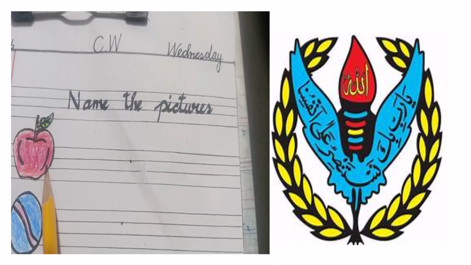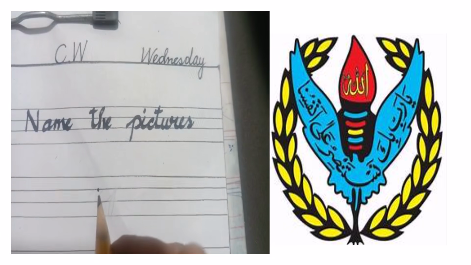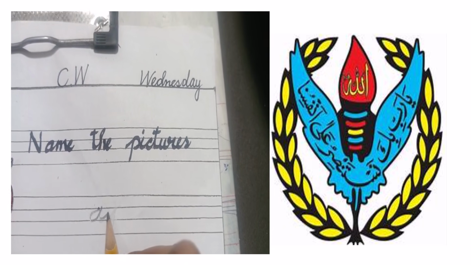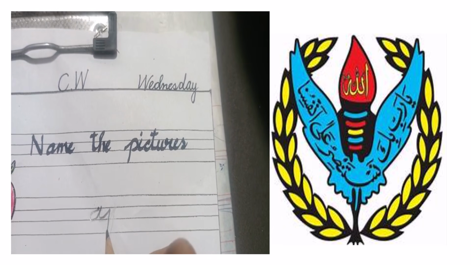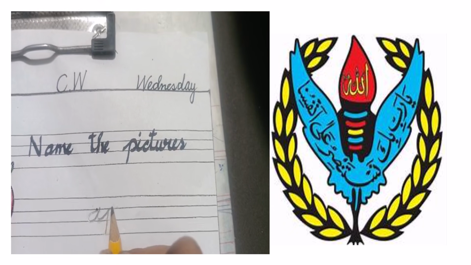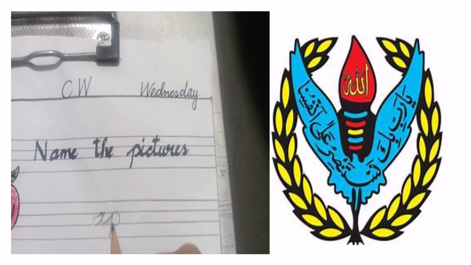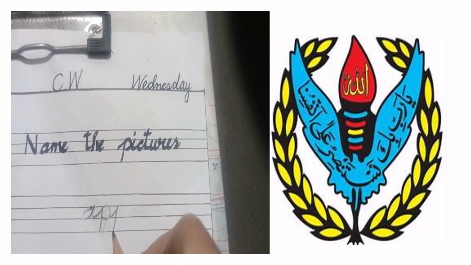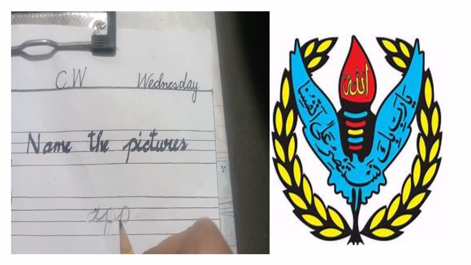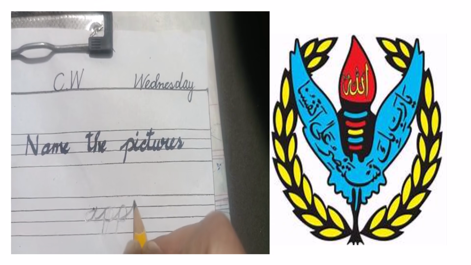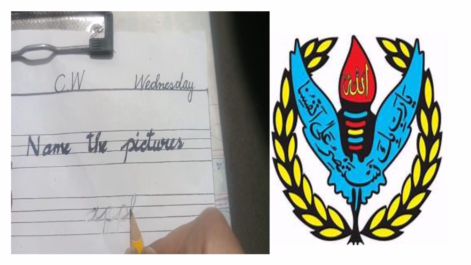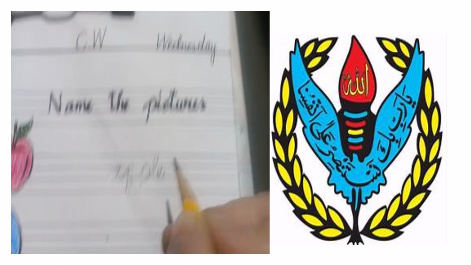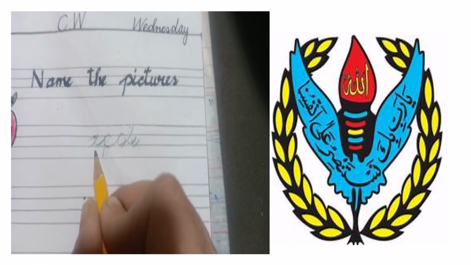The first picture is apple. In the middle of the line we will write A like this, and we will write P. Then with the help of this joining line we will write again P, and then touch the top line and make a small cursive E. This is apple.